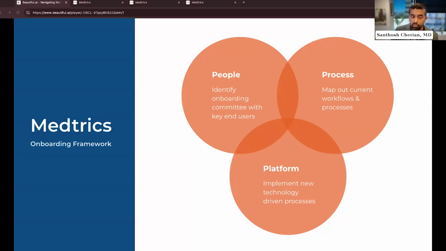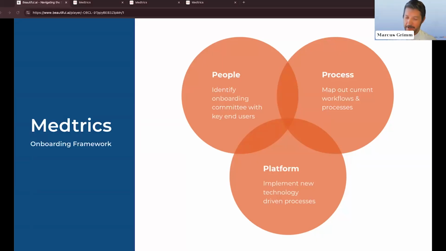So this is something that is key for how we onboard metrics. We always want to put together a committee, map out the processes, go through all that detail, and then implement the technology. And we're going to use this framework to talk about how competency-based education can be implemented at organizations.